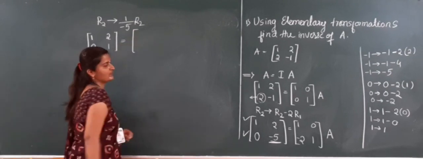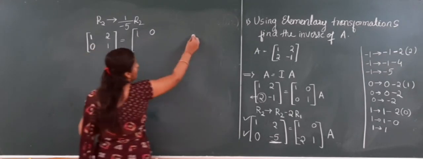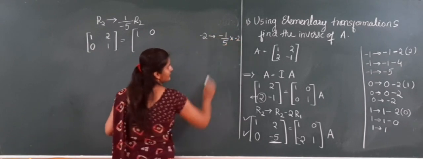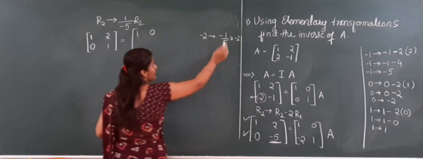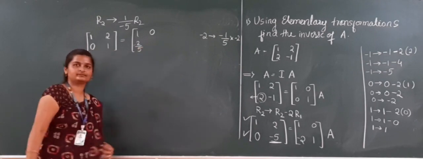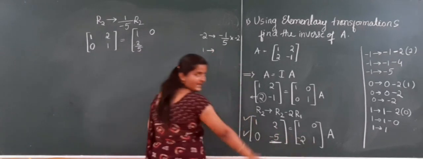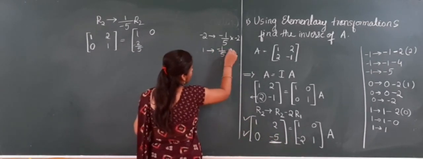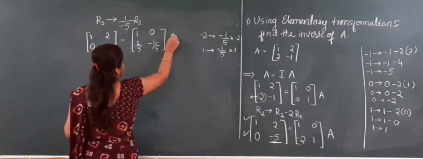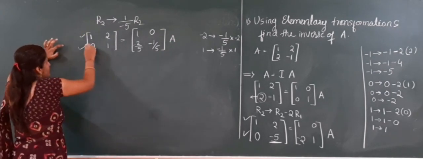Next, 1 0. The first row does not change. Next, minus 2 changes to minus 1 by 5 into minus 2. So what will we get? Minus into minus is plus, 2 1s are 2. So we will get plus 2 by 5. Yes. Next, 1 changes to minus 1 by 5 into 1. So the answer is minus 1 by 5. Okay, so now I have converted to 1 0 1.